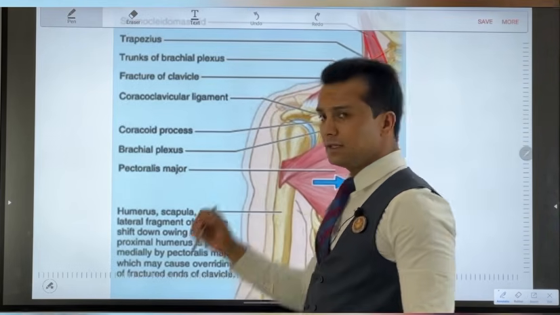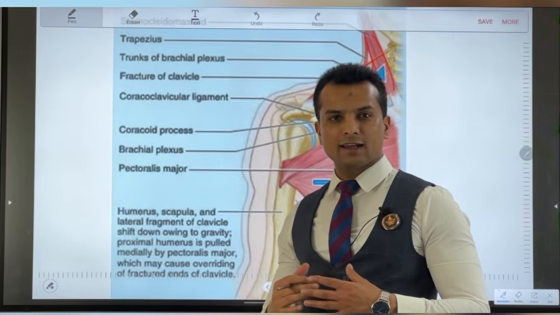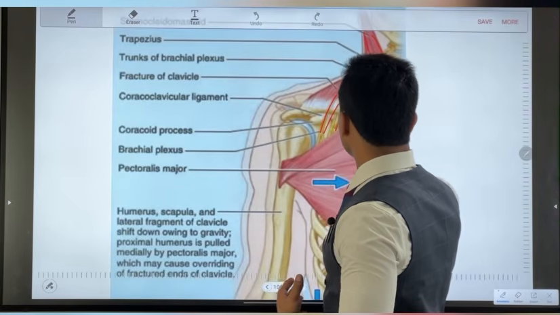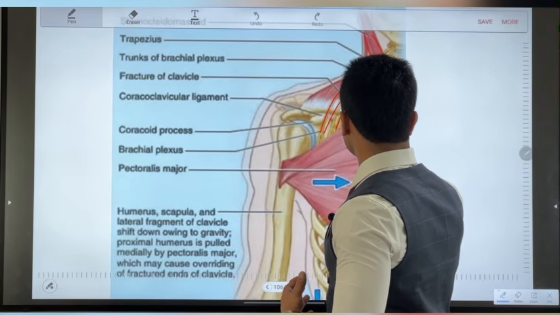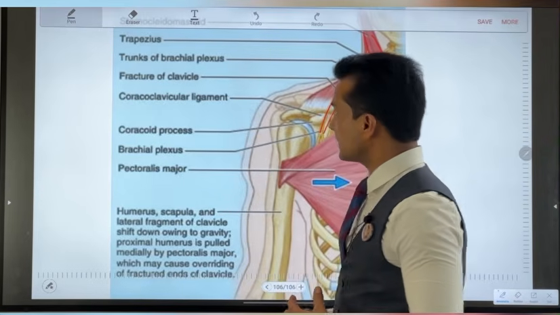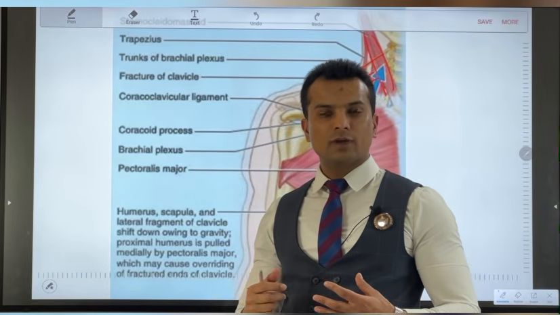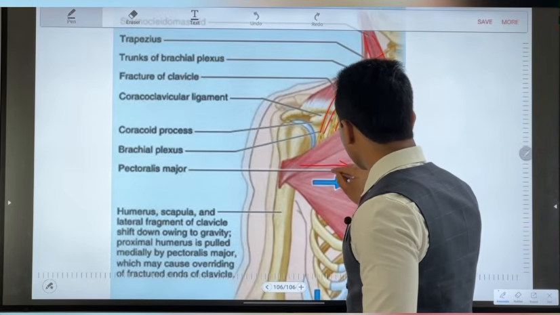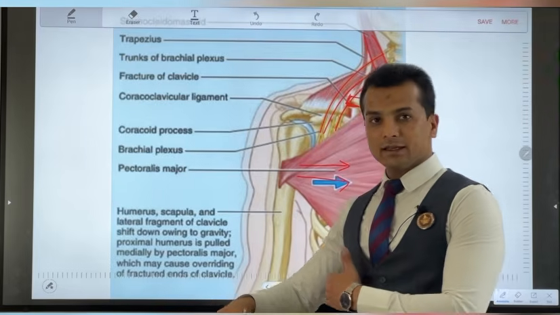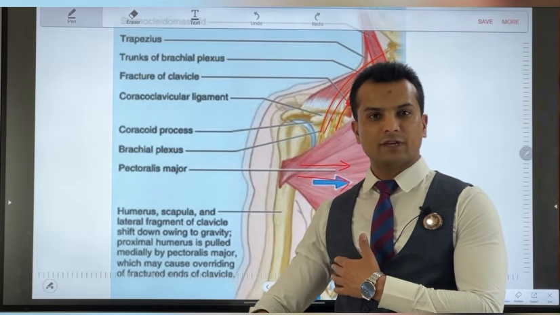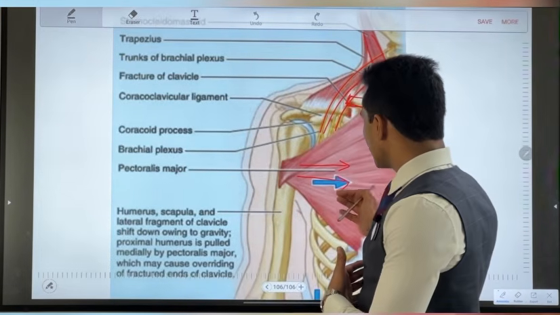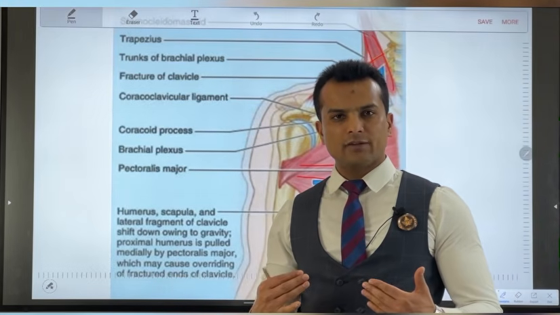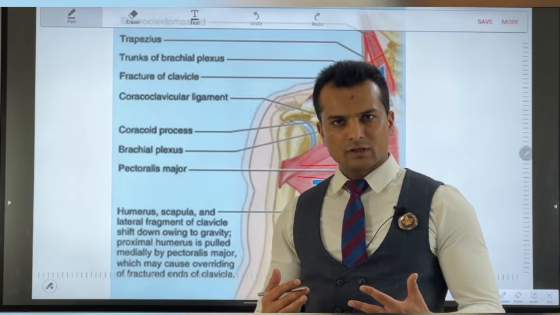In case of fracture of the clavicle, this medial portion will be elevated. Here you can see elevation of this middle part. Why? Because of the firm attachment with the sternocleidomastoid muscle. And then the humerus will be medially rotated, an inward movement of the humerus in case of fracture of the clavicle, because of the strong attachment with the pectoralis major muscle.